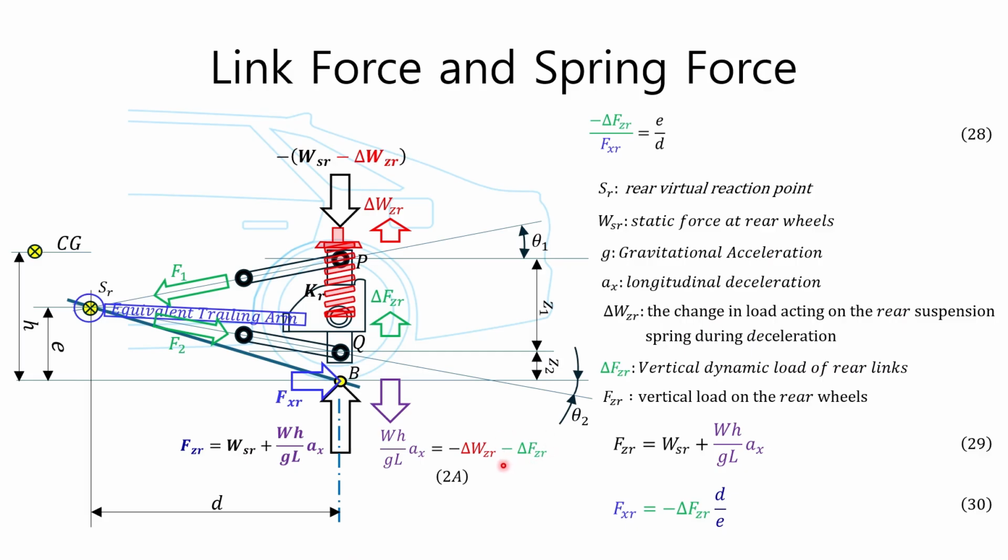Meanwhile, the rear wheel braking force, FXR, can be expressed as equation 30 using the force on the links, delta FZR, derived from equation 28 above. Remember that FXR is negative in braking. What we intend to determine is the relationship between the rear wheel braking force, the dynamic force, and the vertical dynamic load acting on the rear wheel spring, delta WZR. Then we calculate the displacement of the spring, and from this, calculate the rise and pitch angles.